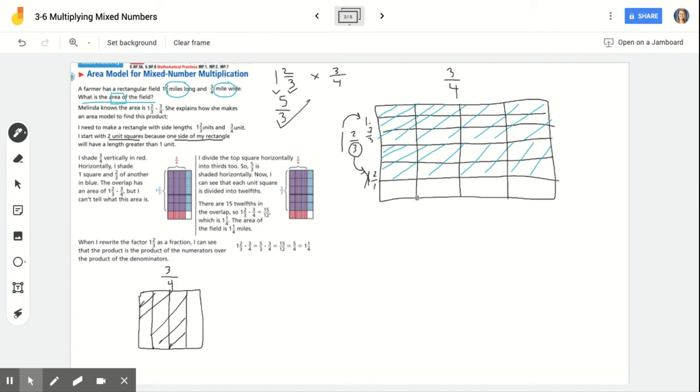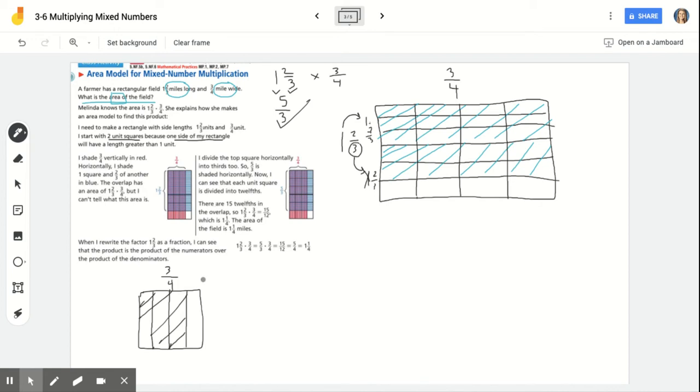1, 2, 3, 4 parts. And again, the goal is to make them as even as possible. And again, I'm looking at them as long vertical pieces. 1, 2, 3, 4. So go ahead and do that on yours.